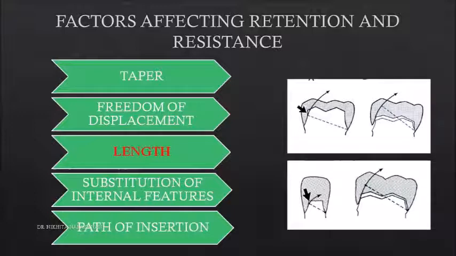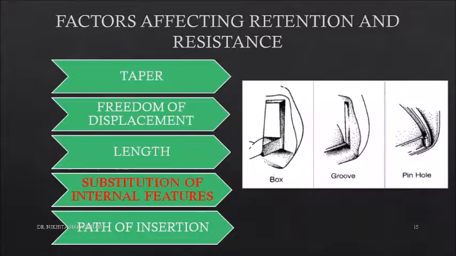In the first picture, you can see the preparation with longer walls interferes with the tipping displacement of the restoration better than the short preparation. So with the shorter preparation, the restoration gets displaced easily. In the second picture, you can see the length of the preparation is the same for both A and B, but the diameter is different. That is, A has a smaller diameter compared to B. In these cases, where the length is the same but the diameter is different, the tooth with less diameter will resist the displacement better than the tooth with larger diameter.